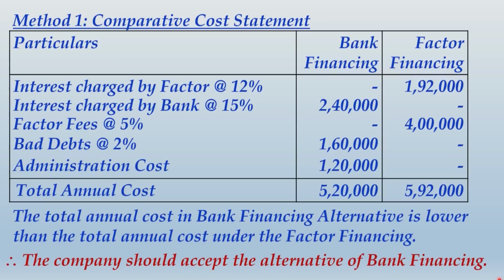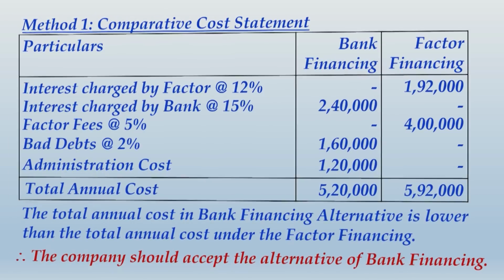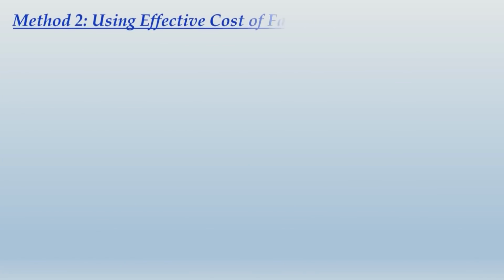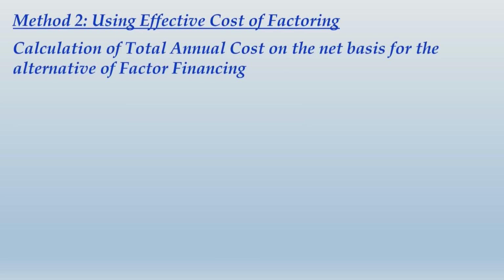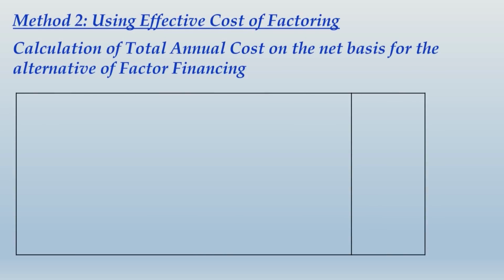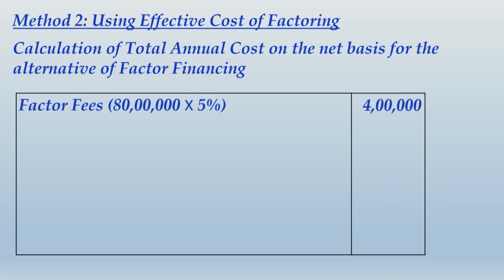So friends, you may pause the video if you have yet to write it. If you have finished writing it, let us move ahead. Now in the second method of approaching this question, we will be using the effective cost of factoring concept that we have learnt earlier. So we would first calculate the total annual cost on a net basis for the alternative of factor financing, and here the factor fees would be rupees 4 lakhs, that is 5% of 80 lakhs.